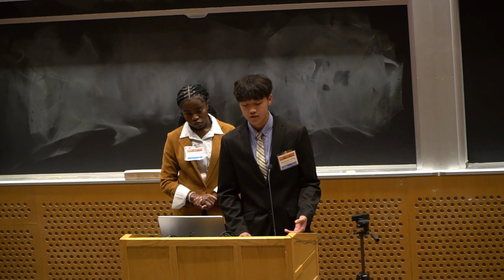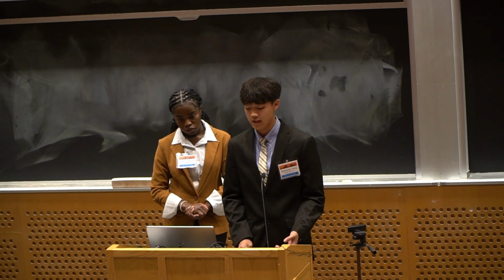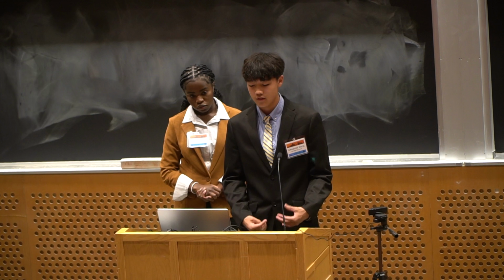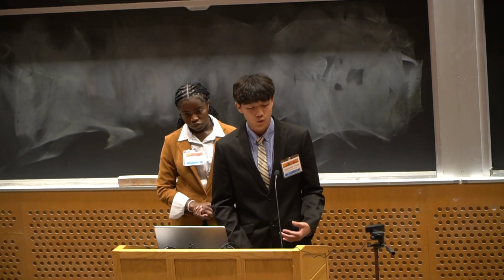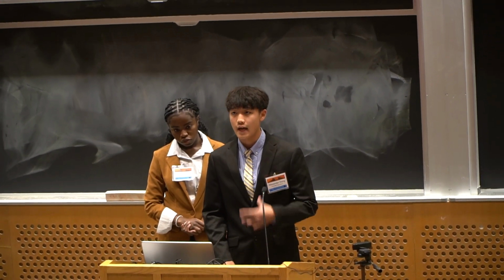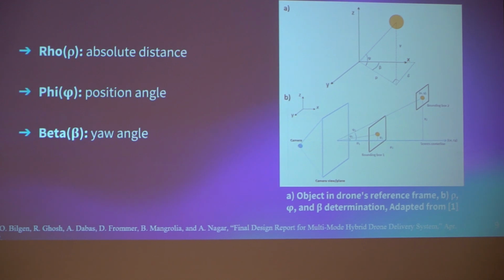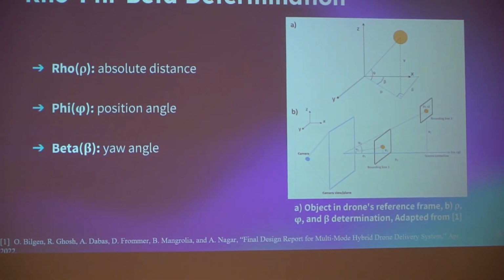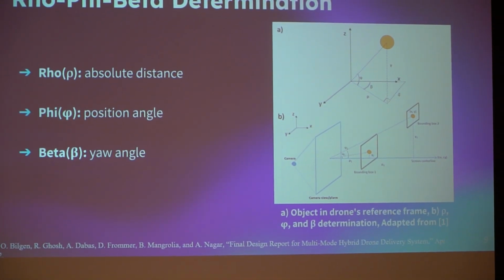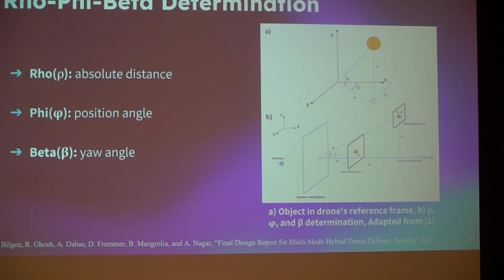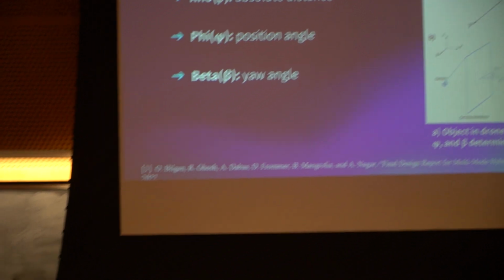Now, object detection is also crucial to the position determination of the drone, where the drone determines an object's position relative to itself by using the three variables rho, phi, and beta, where rho is the absolute distance, phi is a position angle, and beta is a yaw angle. And these three values are continuously being calculated through trigonometric values and similar triangles. However, through our testing, we found that phi, the position angle, was flawed in its accuracy, and the development of a new method of tracking was needed.